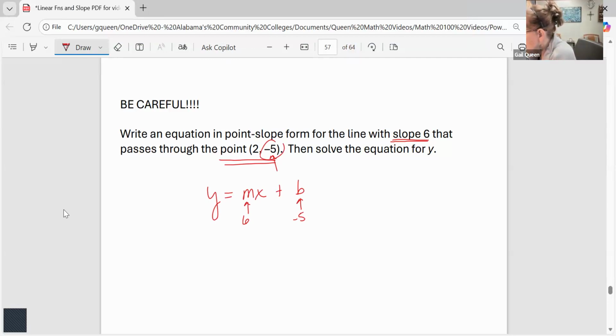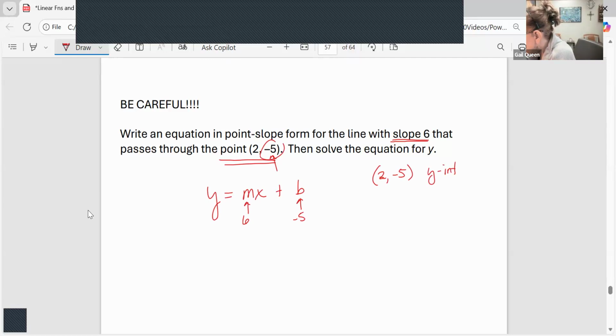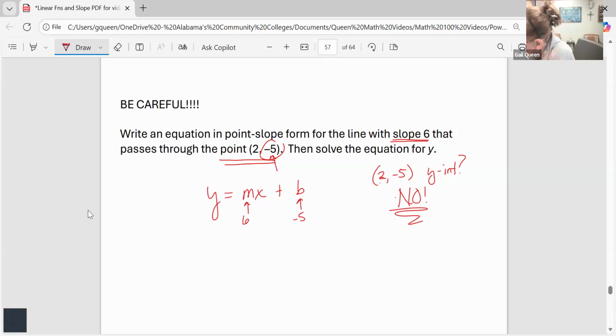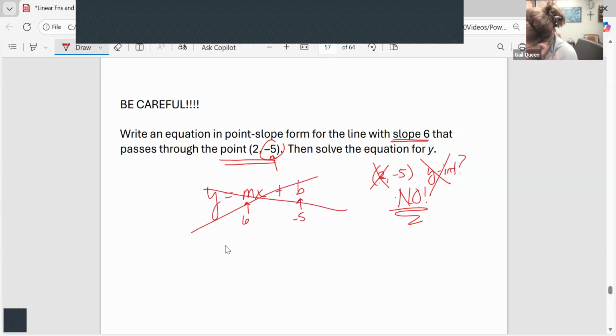What's the problem with this? Is the point 2, -5, the y-intercept? Well, the answer is a big fat no. Why is it not the y-intercept? What does the x-coordinate have to be for it to be a y-intercept? The x-coordinate would have to be 0, and this is not a 0. This is not the y-intercept. If it's not the y-intercept, I can't do this at all. You're going to have to instead go back to the point-slope formula and do the equation of the line this way. Do you understand? So be careful.